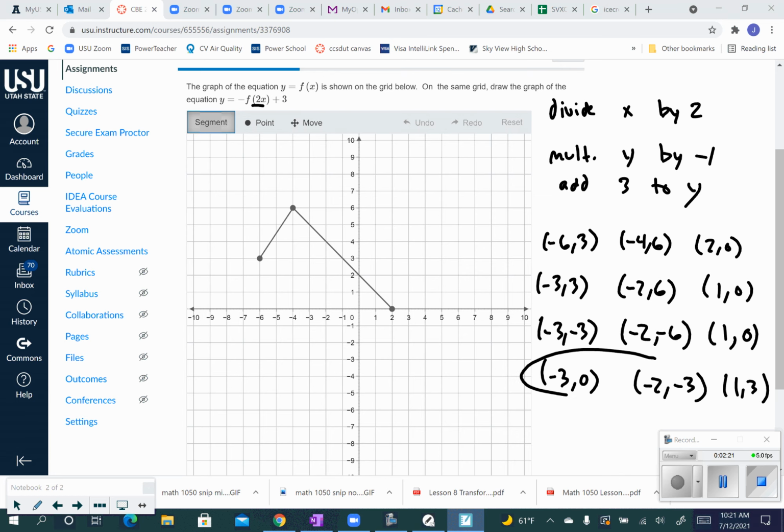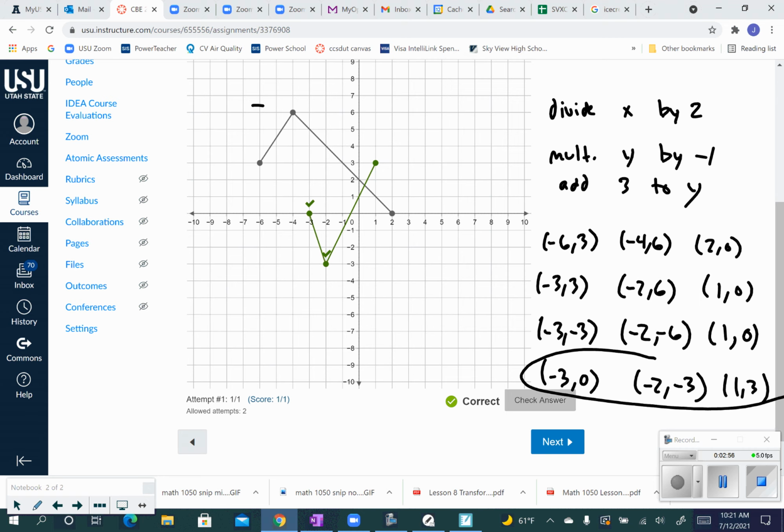So let's plot these 3 points and see what it looks like. So I've got negative 3, 0, and I put these on here. And I've got negative 2, negative 3, and then I've got 1, 3. So you can see how it's been compressed horizontally. It's been reflected vertically across the x-axis, and then it's been shifted up 3. Hopefully that does it for us. Let's just double check it.